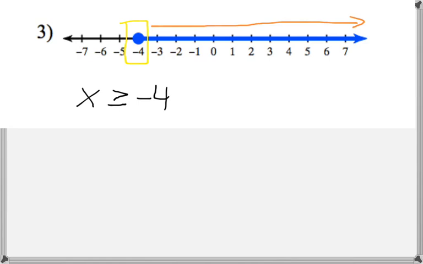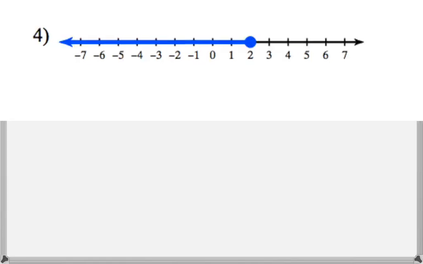Let's look at another example. Here, again, we have a closed circle, this time at 2. I'm still going to use the x, but this time, instead of being greater than, we're over here to the left, which means everything to the left is less than that 2. And it was a closed circle, so we want less than or equal to our number 2.